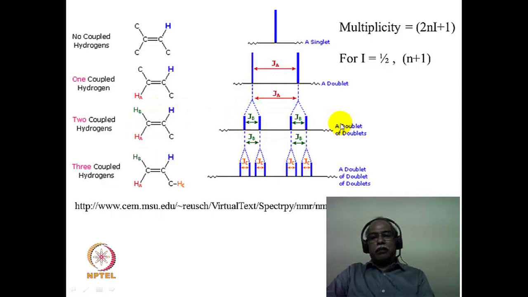doublet of a doublet. Suppose we have three coupling partners, that is one cis coupling partner, one trans coupling partner, and one vicinal coupling partner, which is in this position, for example. So the trans coupling can make the hydrogen into a doublet. The cis coupling can make it into a doublet of a doublet, and this vicinal coupling can make it into a doublet of a doublet of a doublet. A doublet of a doublet of a doublet should have 8 lines. So you can see here the 8 lines, which is the doublet of a doublet of a doublet.